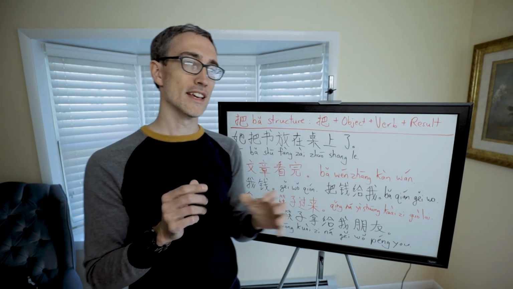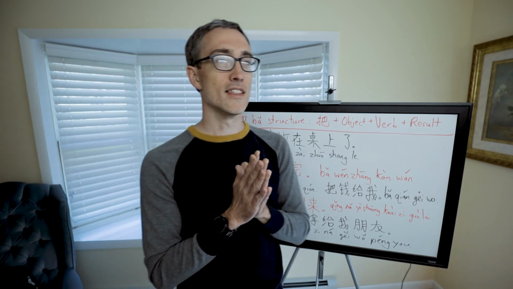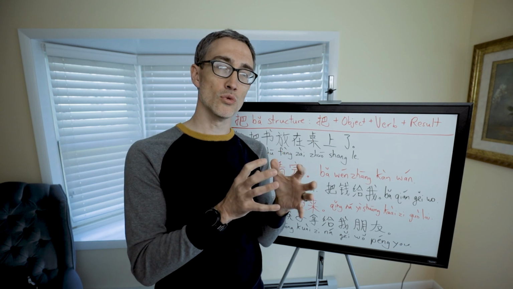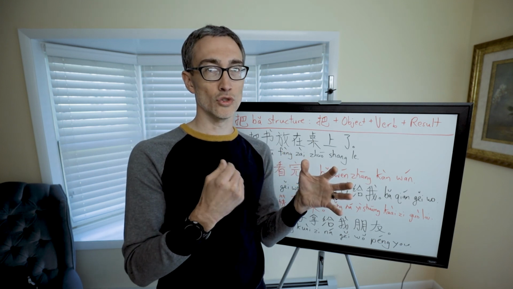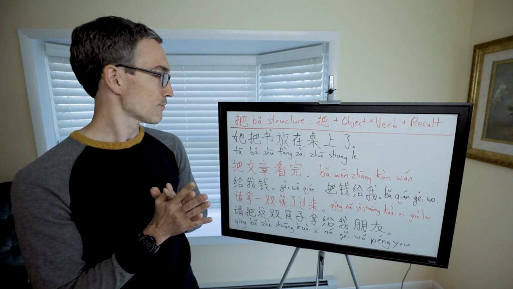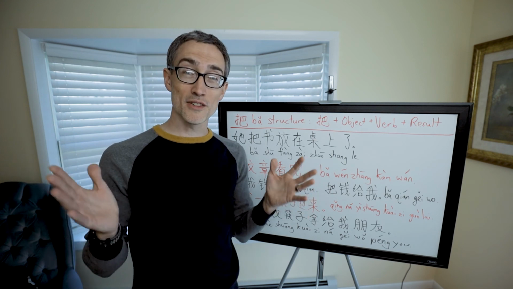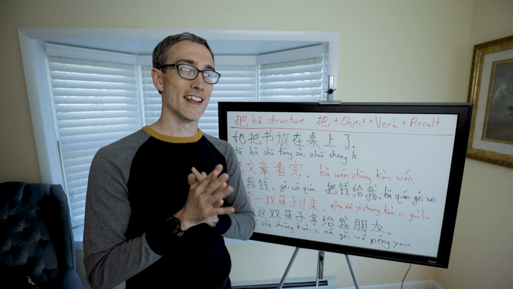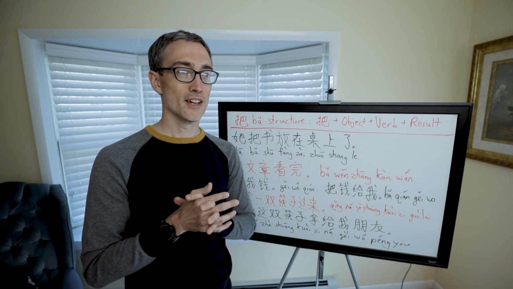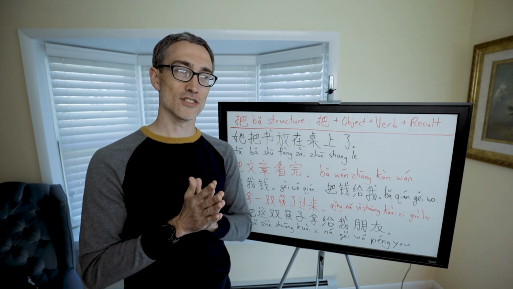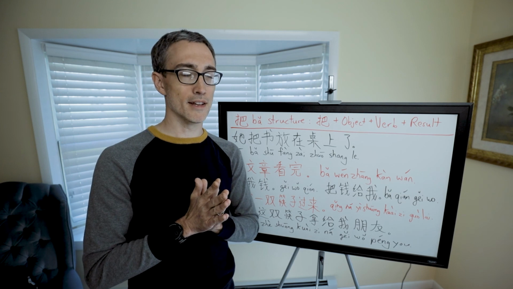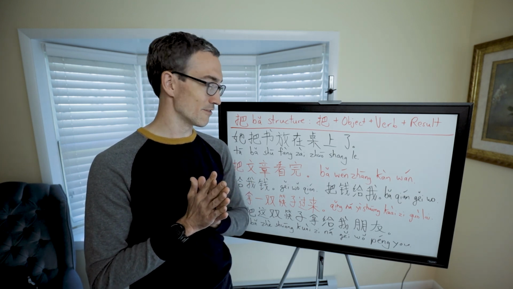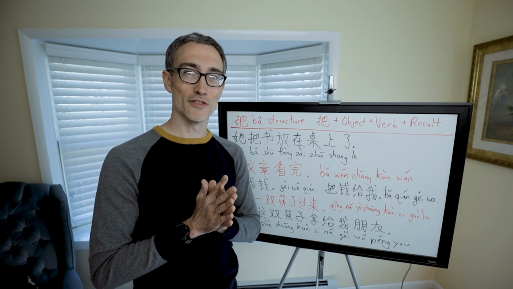Does that make sense? We're focusing not on what the object is, but what we want to do with that object, or what we want to do to the object. Something like that. Okay, so there you have it. There's the ba structure. I hope that makes some sense to you and it clears some things up for you. It is a very common structure that can be kind of mind-bending for people, and I hope that that's clear. Thank you for watching.